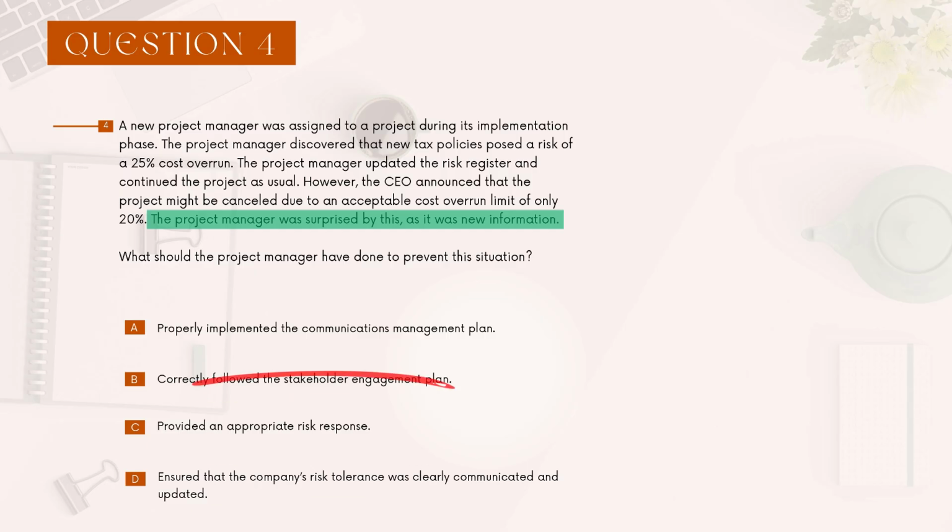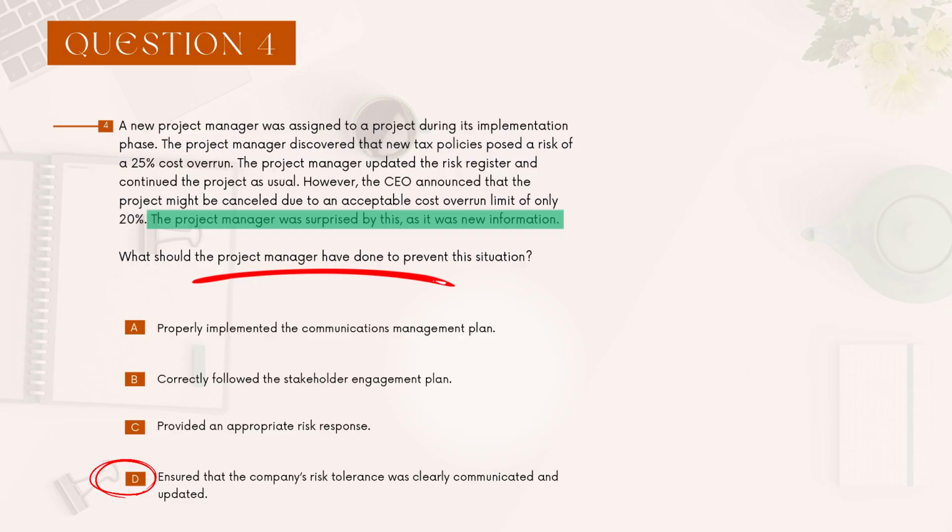All right? So what should the project manager do, or have done to prevent this situation? So we're going back in the past. A, properly implemented the communications management plan. B, correctly followed the stakeholder engagement plan. C, provided an appropriate risk response. So a lot of people will pick this answer because the question mentions risk somewhere, risk register. So people might associate that with the risk response. So that might be the answer that a lot of people might choose, but it's not. Anyway, let's continue going. D, ensure that the company's risk tolerance was clearly communicated and updated.